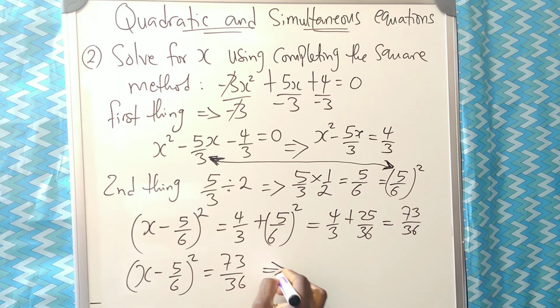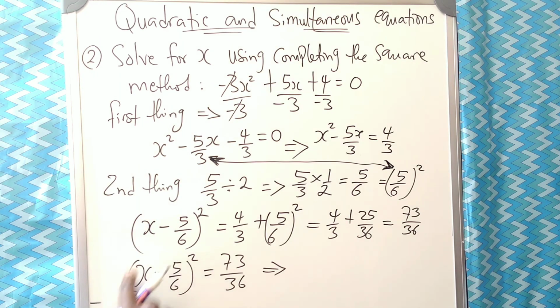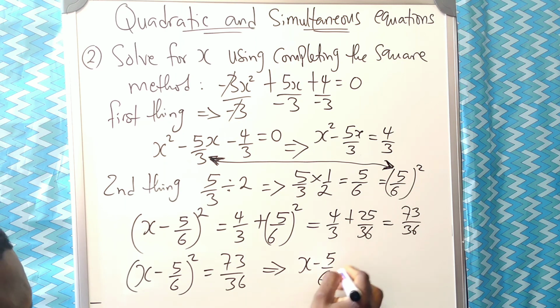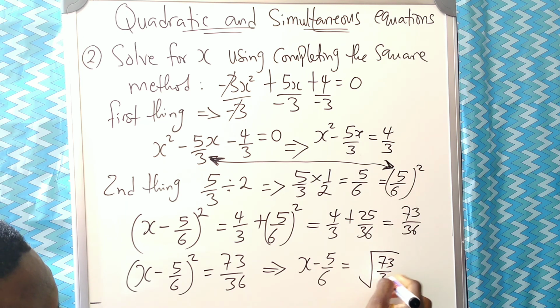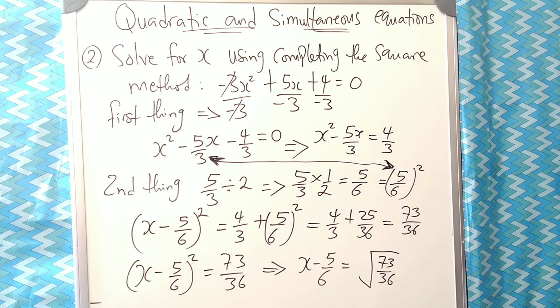All right, the next thing we're going to do is we remove the square. We square root both sides. When we square root both sides, definitely the square root will eliminate the square. So we have x minus 5 over 6 equals the square root of 73 over 36. Remember, your square root is plus or minus because it will still give you the same value. Remember, minus 5 times minus 5 is 25. Plus 5 times plus 5 is still 25. Yes, so that's why we put plus or minus square root of that. Then let's get the value of x.